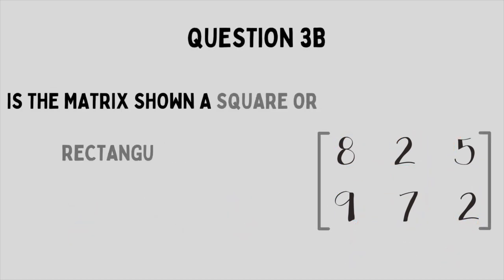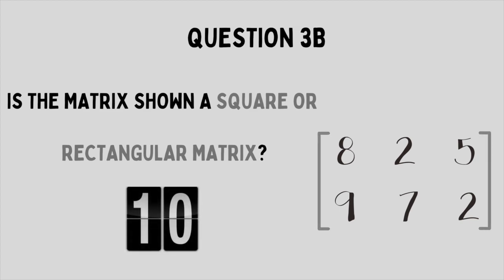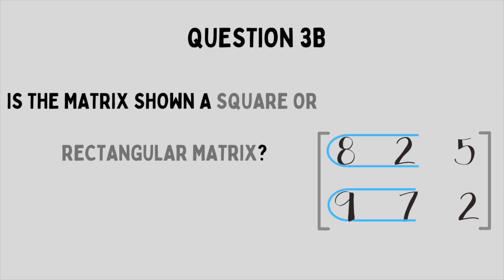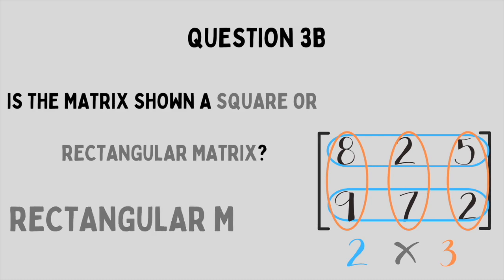So, is the matrix shown a square or rectangular matrix? Guess this one was easy. We have 2 rows and 3 columns. Remember, the good thing about columns, they run from top to bottom. So this is a rectangular matrix.